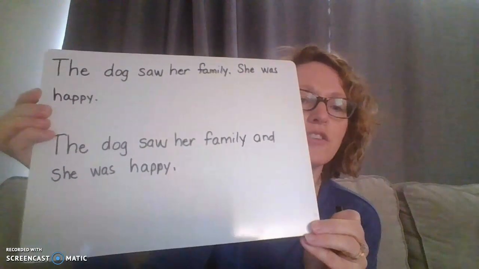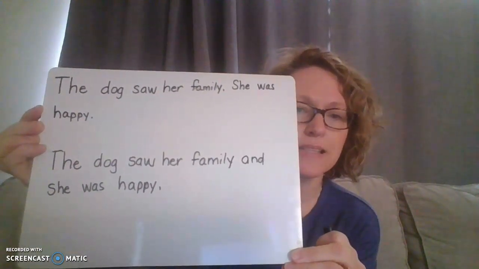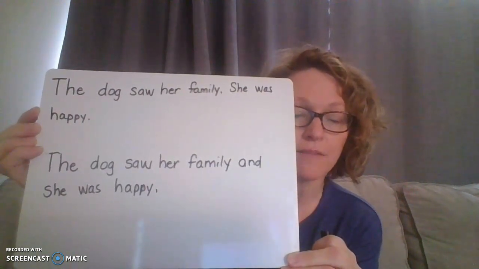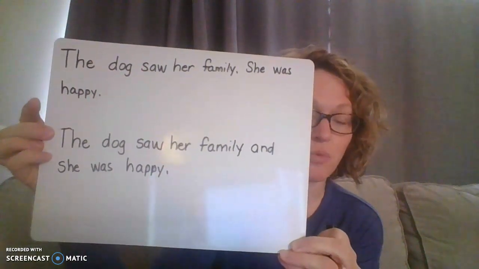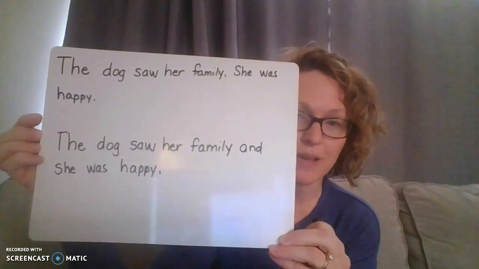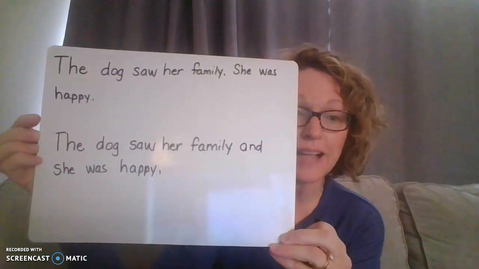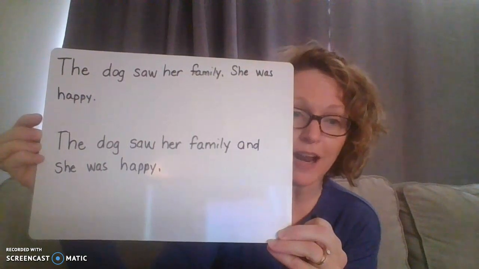All right. Now you'll notice in the top set of sentences, after the period, I started the word she with a capital letter. In my second set of sentences, which is actually just one sentence now, it says the dog saw her family and she was happy. I did not capitalize the word she there because it is no longer the start of a sentence. So I do not need to have a capital letter anymore.